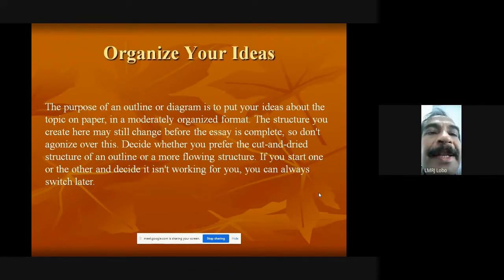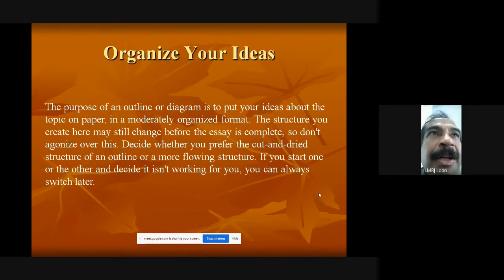Now you organize your ideas. The purpose of an outline or a diagram is to put your ideas about the topic on paper in a moderately organized format. The structure you create here may still change before the essay is complete. So don't agonize over it.